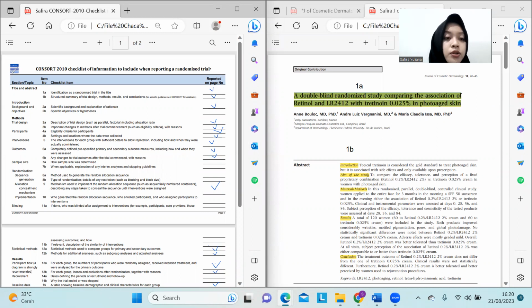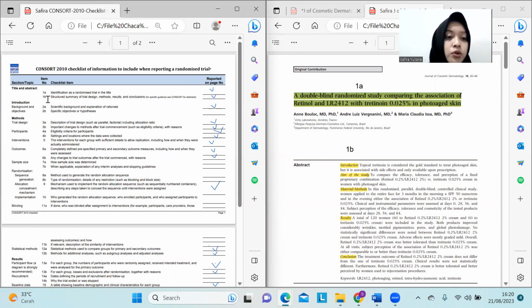We are going to number 1. And number 1 is title and abstract. Title and abstract, reported on page 1, 1A is identification as a randomized trial in the title. And this is number 1A: a double-blind randomized study comparing the association of retinol and LR 2412 with the tretinoin 0.025% in photoaged skin.